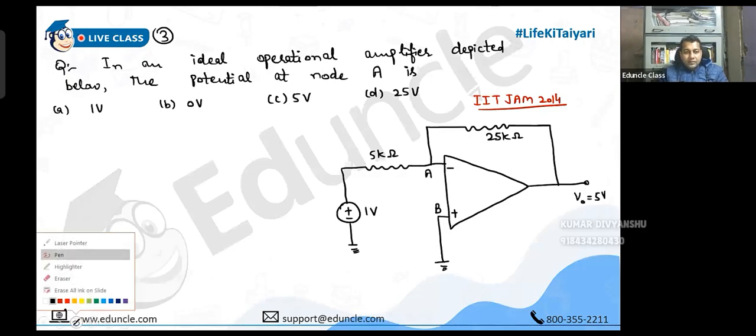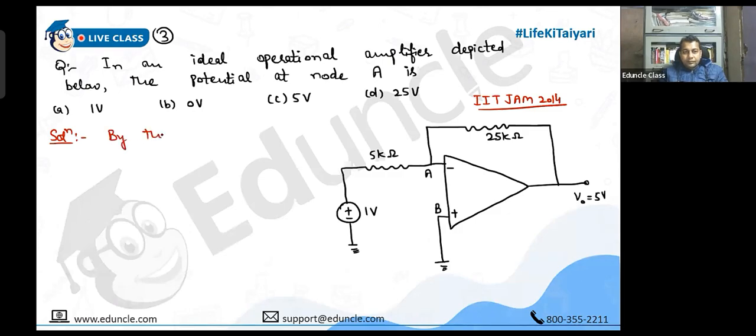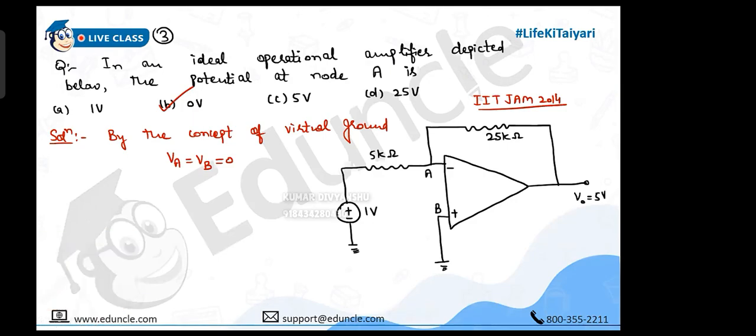Very simple concept. By the concept of virtual ground, we know that VA equals VB and VB is grounded, so it will be 0. Please check. Clear?